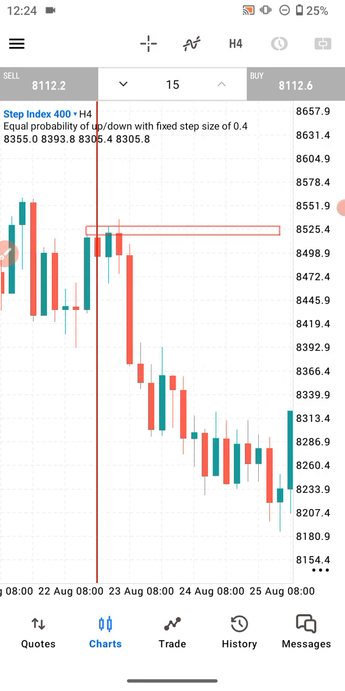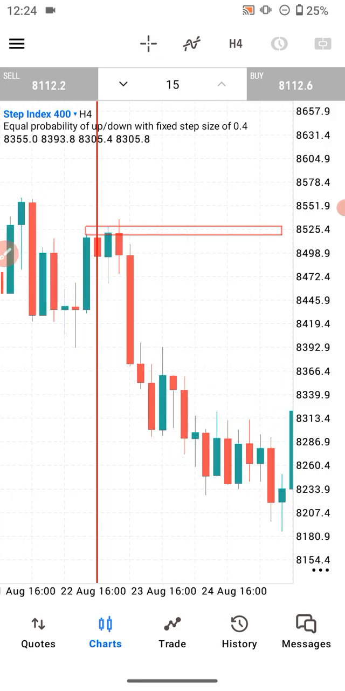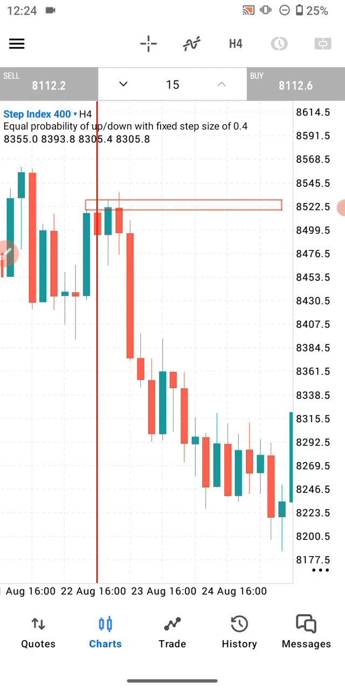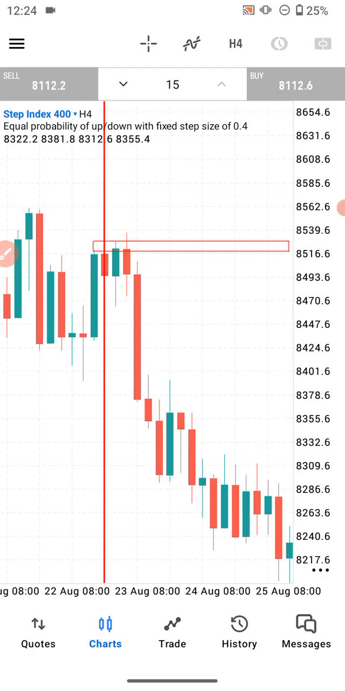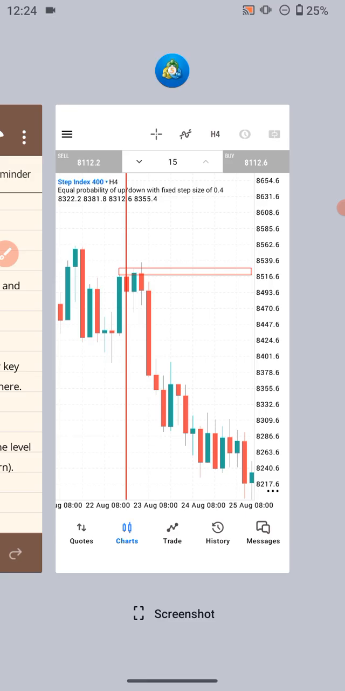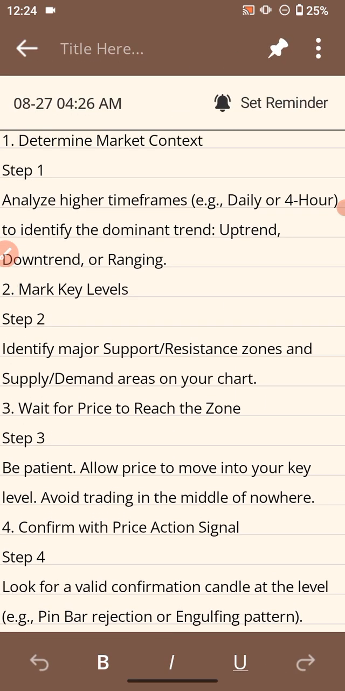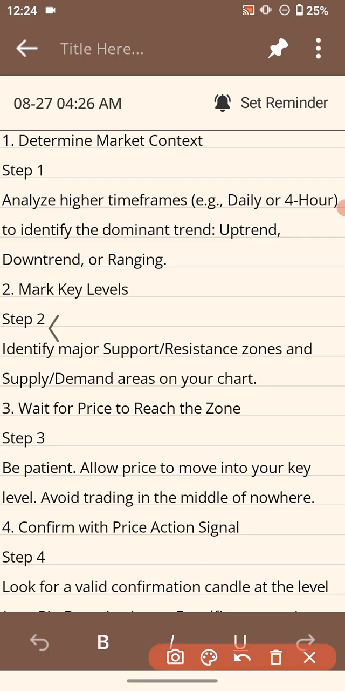Imagine I was using market structure to execute a trade. Imagine I was using what we just read to execute a trade. So I'm going to use the 4-hour time frame. From looking at the 4-hour time frame, we were told we should mark key levels. Let's not forget what we were taught here. We were told, let me grab this so you see it.